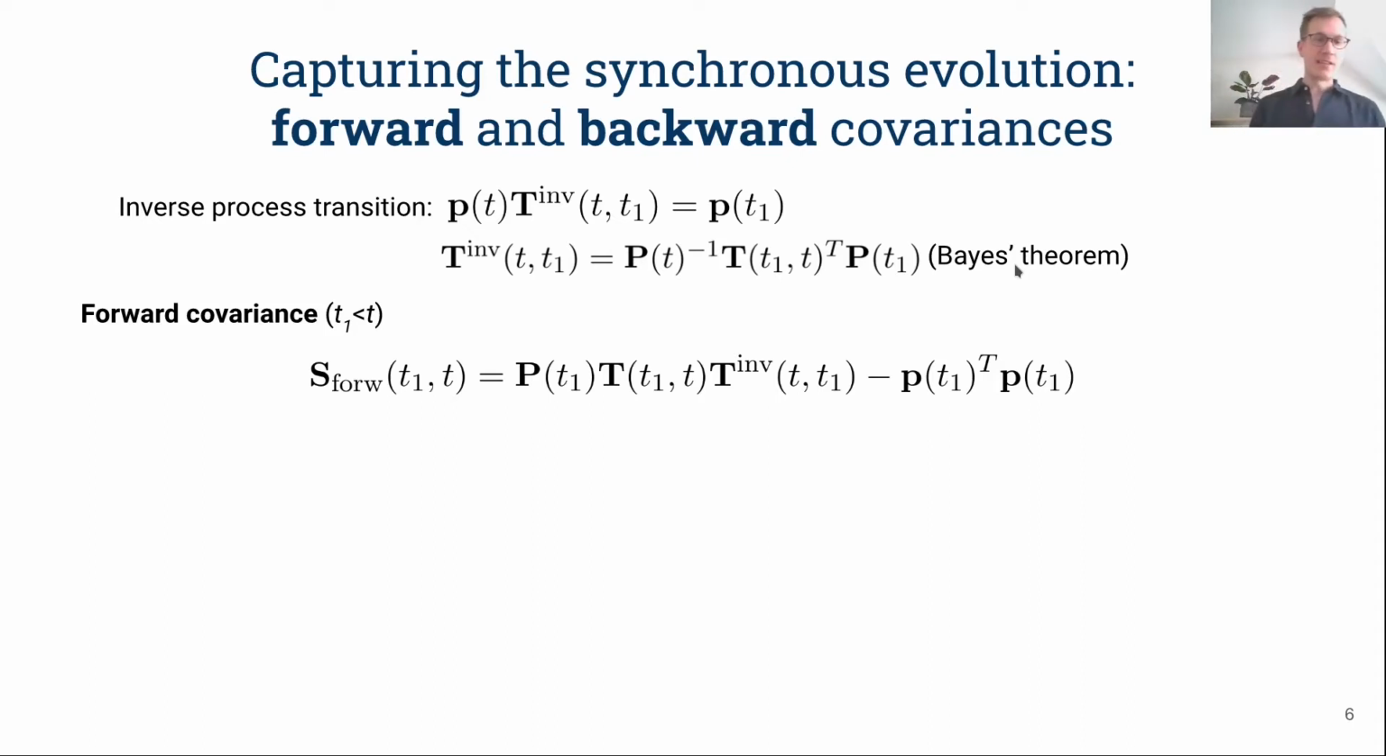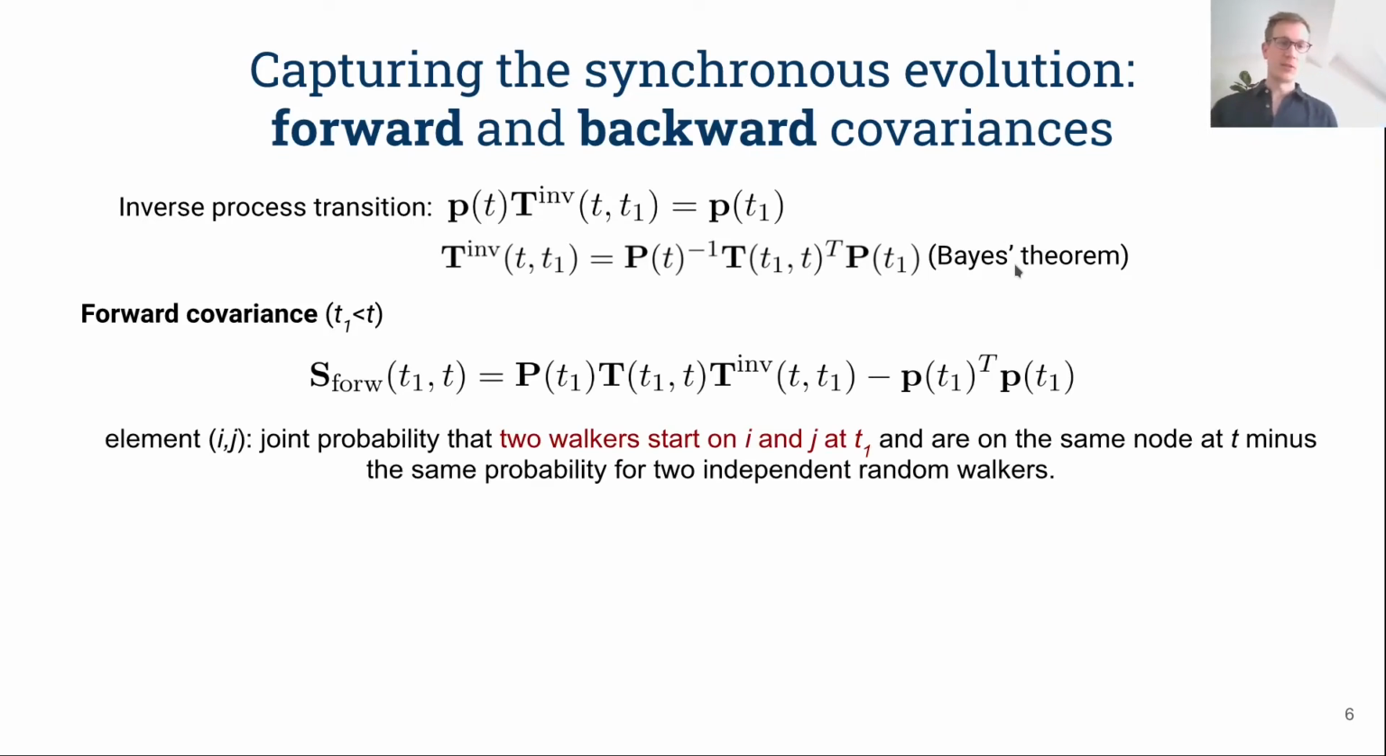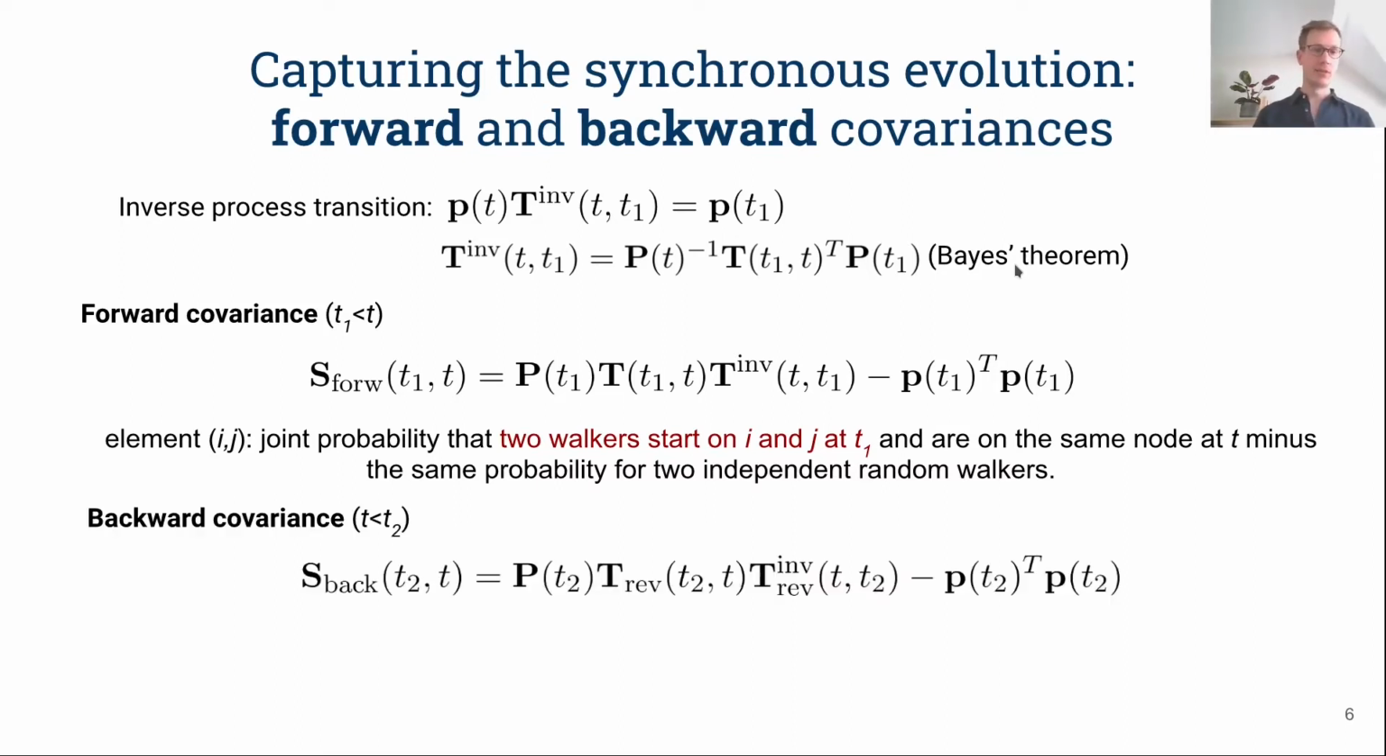But if you look at element ij of this matrix, you see that we now have the joint probability that 2 walkers start on i and j at T1 and are on the same node at T, minus the same probability for 2 independent random walkers. And similarly, we can define a backward covariance.